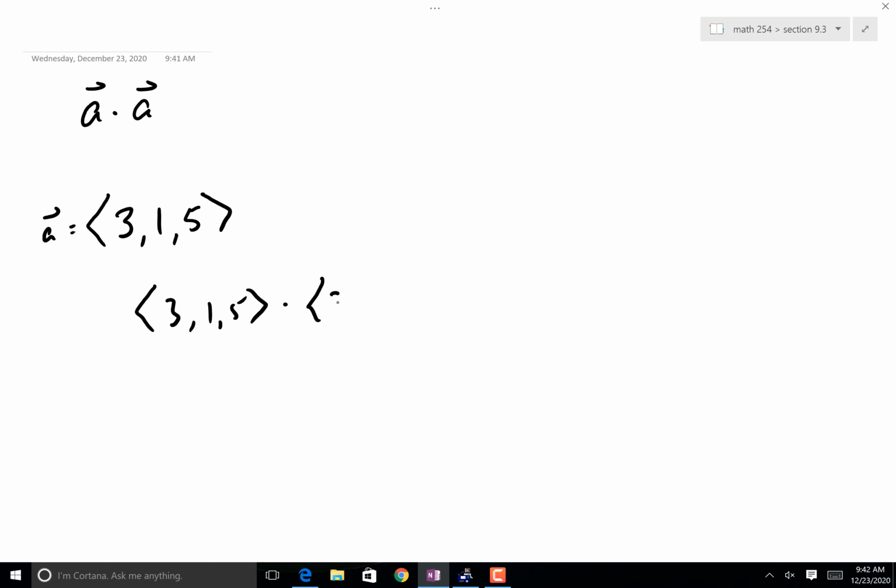Pretty straightforward, not a huge problem. Now, I will say this: what would A dot A give you? In other words, if you have a vector, let's just do one here, 3, 1, 5. This is A. What would happen if you did A dot itself? Let's find out. You're going to get 9 plus 1 plus 25, which is 35. What is that? Well, that's the magnitude of A squared.